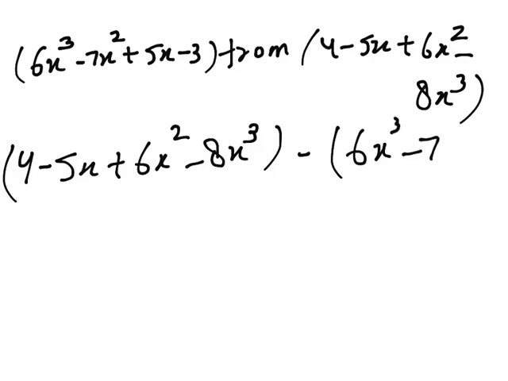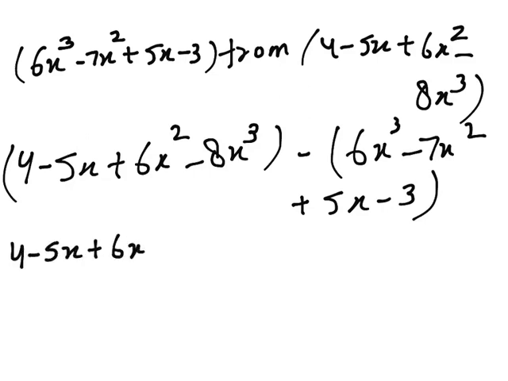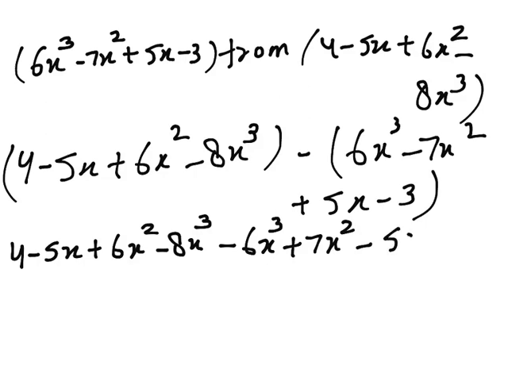6x cube minus 7x square plus 5x minus 3. So in that case what we will do? First we will open the braces. So it will come as 4 minus 5x plus 6x square minus 8x cube minus 6x cube. Minus and minus will be plus 7x square. Here it is minus 5x. Minus and minus will be plus.